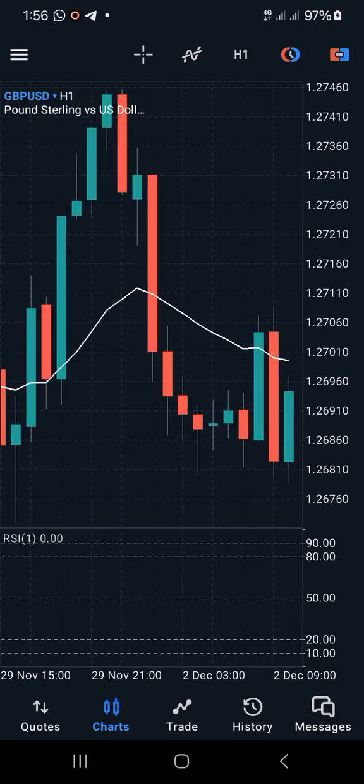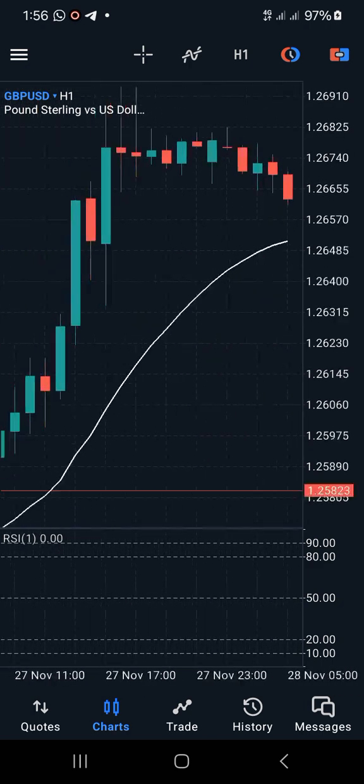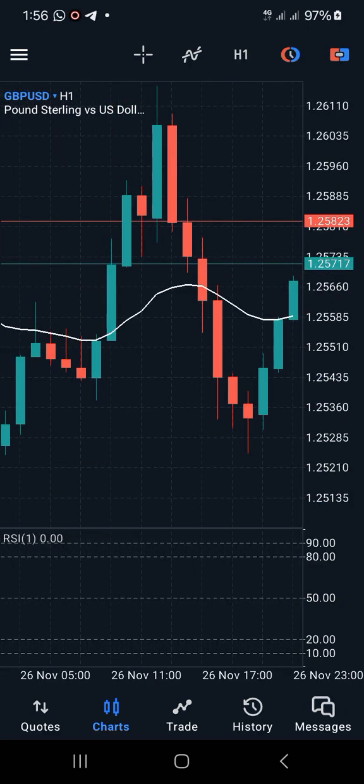So in our next class, we are going to look at the remaining two types of candlesticks.